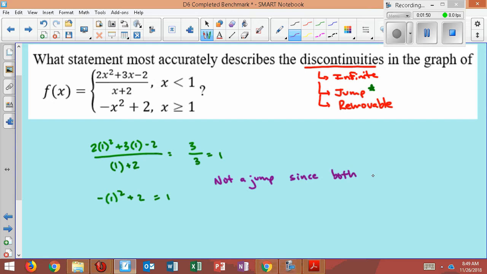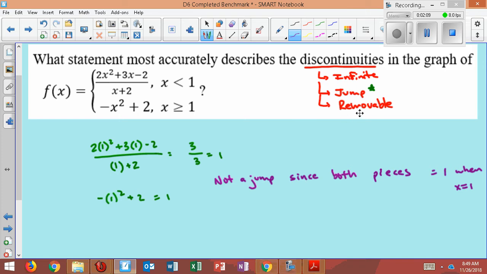Not a jump since both equations equal 1. And really, I shouldn't say equations, both pieces. Both pieces of the piecewise equal 1 when x equals 1. Okay, so it's not a jump. All we need to check now for is these two.